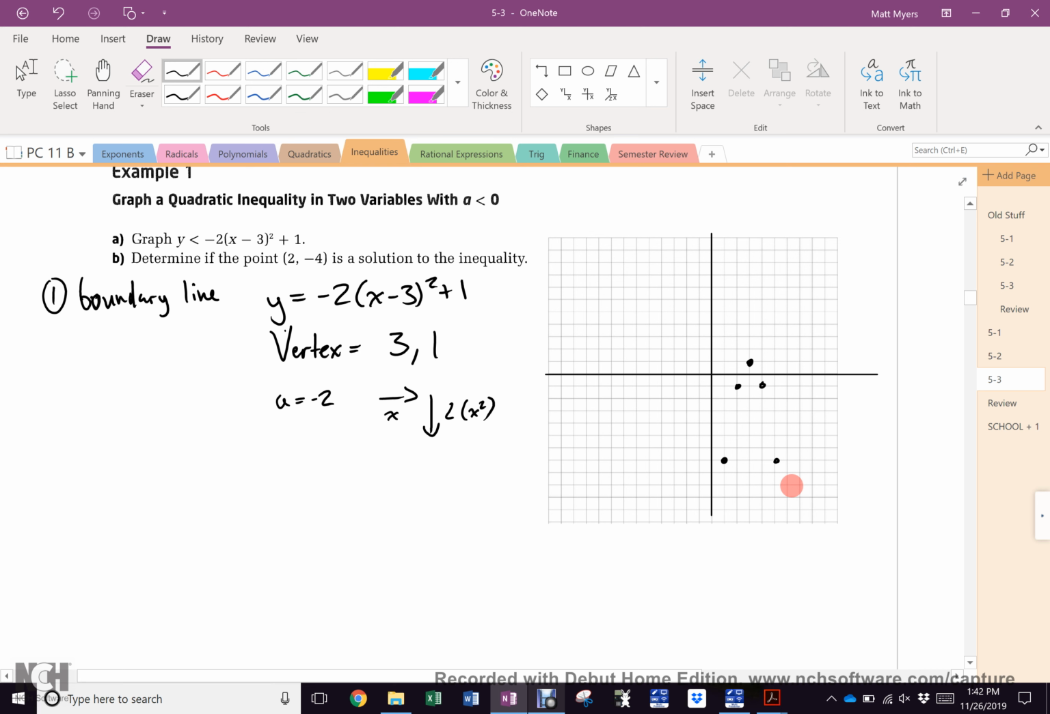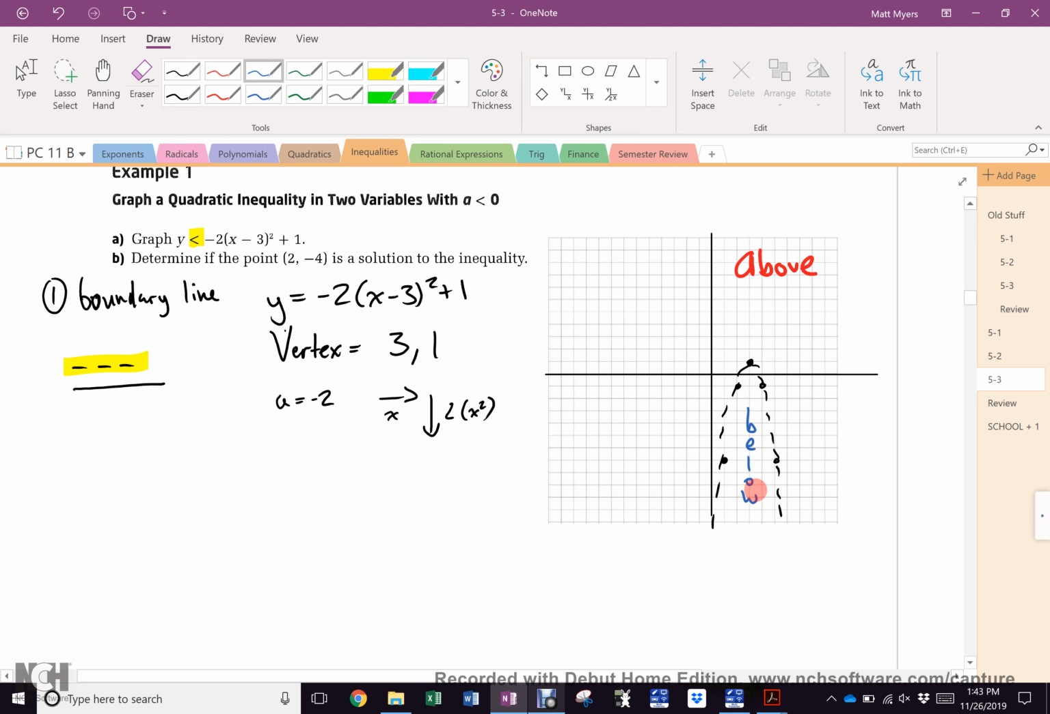So, do I almost have my boundary line? I've got my points. Now I just have to make a decision. Is my boundary line dotted or solid? Why dotted? Because of that. So I'm going to dot this line. Have I got my boundary line? Have I put it on the graph properly? Have I split the Cartesian plane into two regions? There is the region above, and there is the region below, right?